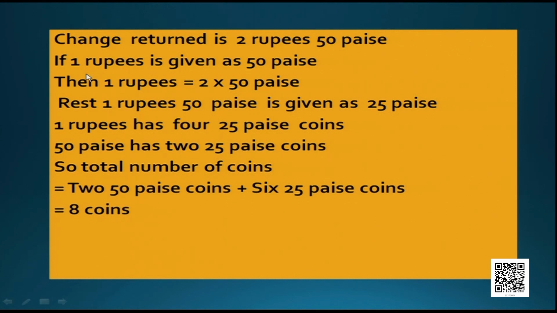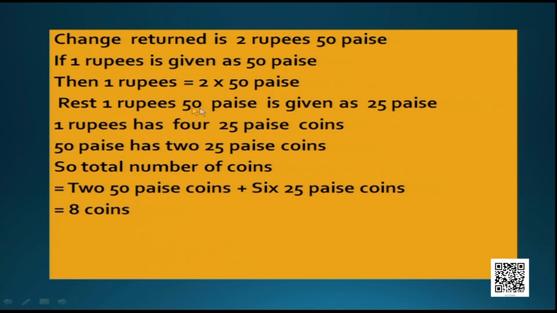Now children, in the last example, we had found out that he has to return 6 coins. So let's see now. Can we have it in a different way also? So here the change returned is 2 rupees 50 paise. So if 1 rupee is given as 50 paise, then 1 rupee equals how many 50 paise? Yes children, there will be 2 50 paise coins which can make 1 rupee.